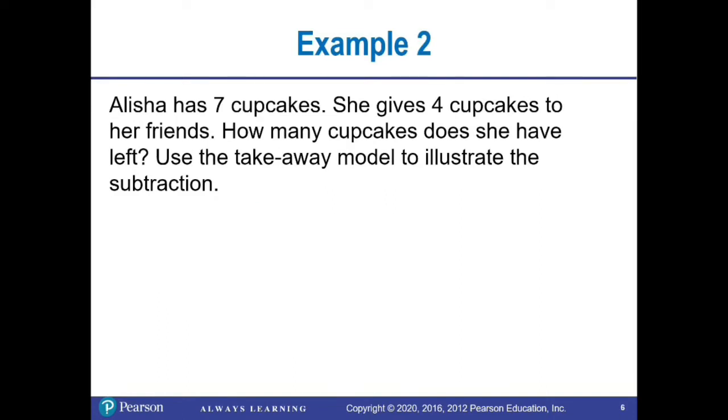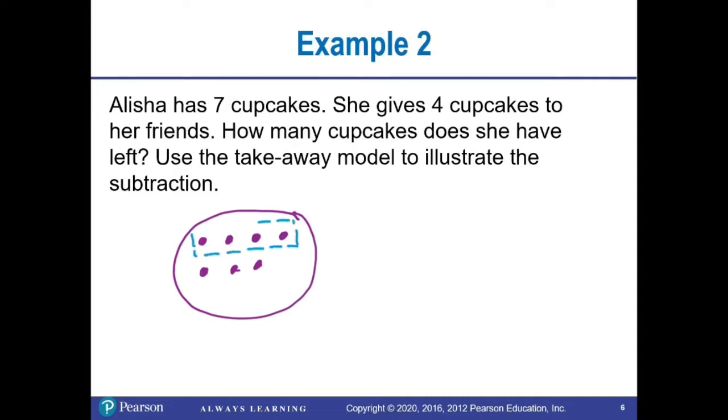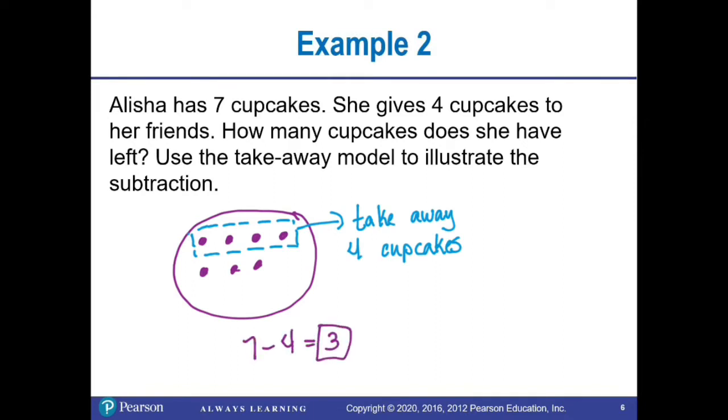Let's look at another example. Alicia has 7 cupcakes. She gives 4 cupcakes to her friends. How many cupcakes does she have left? Again, we're going to use the takeaway model to illustrate our subtraction. Draw a set that has 7 cupcakes. I use dots here to represent the cupcakes. Alicia is going to take away or give 4 cupcakes to her friends. So I'm going to box in 4 cupcakes to show that I'm taking away those 4 cupcakes. There are 3 cupcakes left in the set. So 7 minus 4 is 3.